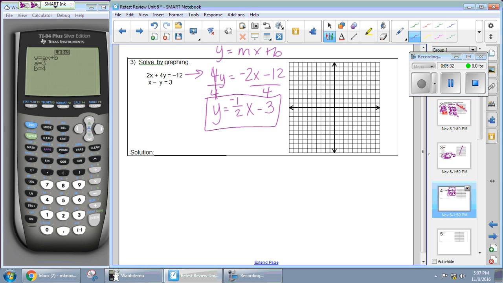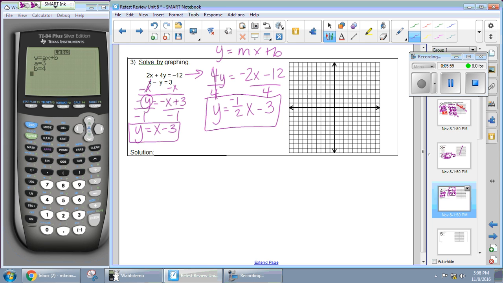My second equation, I subtract x on both sides. Those cancel out. I'm left with negative y equals negative x plus 3. To get y by itself, I have to divide both sides by negative 1. I don't want to have a negative y. So everyone's signs change. This becomes y equals a positive x minus 3.